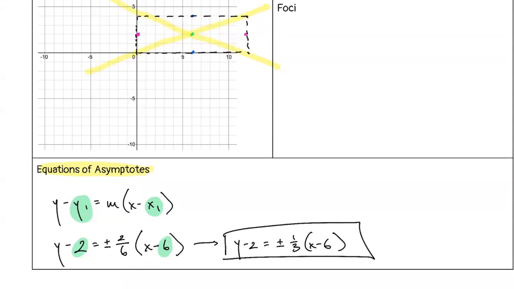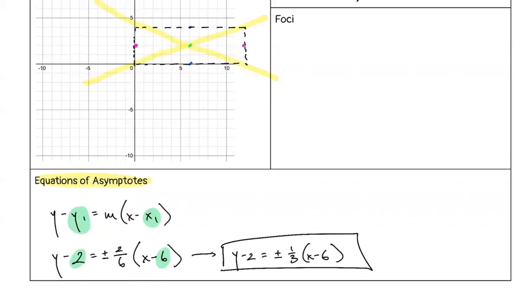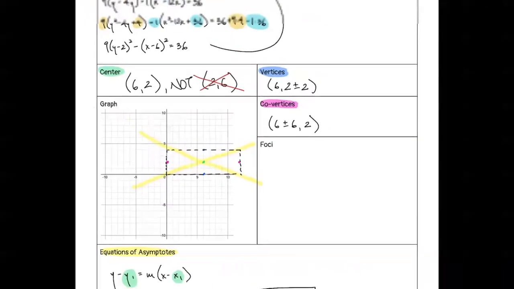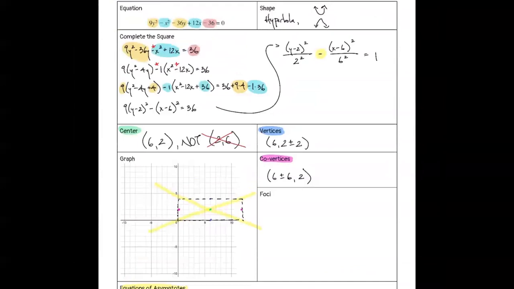And this one equation will give us the equations for both of these yellow lines, because this one will have a slope of positive 1/3, but then the other diagonal will have a slope of negative 1/3. Okay. Now, my recommendation would be to sketch in your shape before you find your foci. Okay, sketch in your shape before you find those foci. In particular, I want my hyperbolas to be facing up and down.